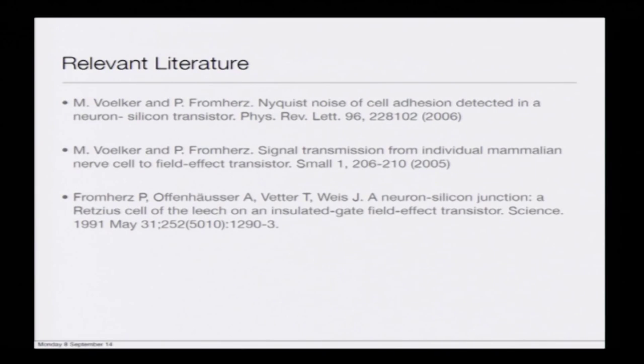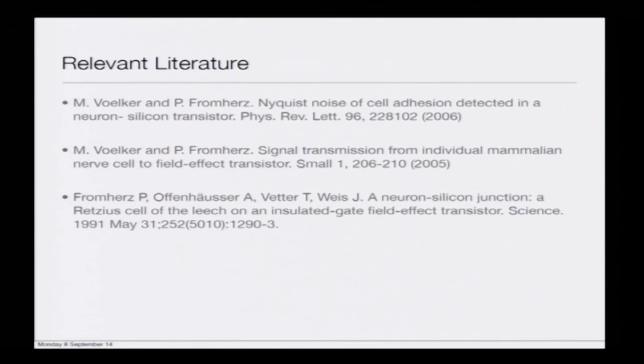The relevant literature I have cited, this last paper from Peter Fromherz, Andreas Offenhäusser, T. Vetter and J. Weis, is one of the seminal papers, published in the journal Science back in 1991: a neuron-silicon junction, a Retzius cell of the leech on an insulated-gate field-effect transistor. It was probably a very, very seminal discovery. Please go through the work of Peter Fromherz, now an emeritus professor at the Max Planck Institute of Biochemistry. Go through some of his work, because he is one of the pioneers.